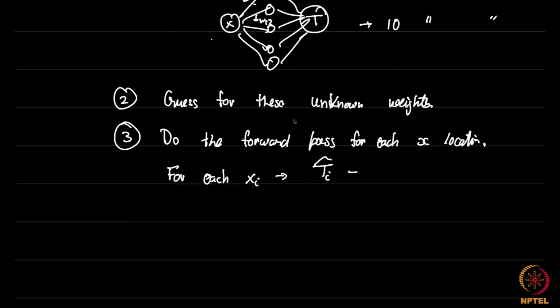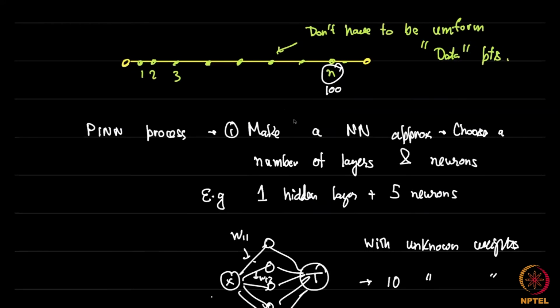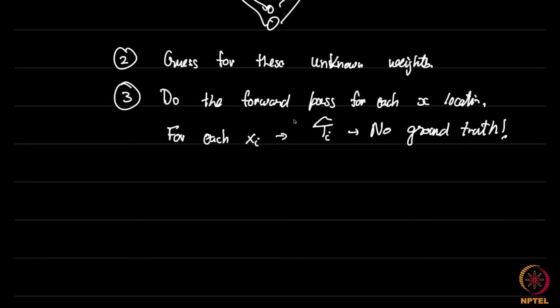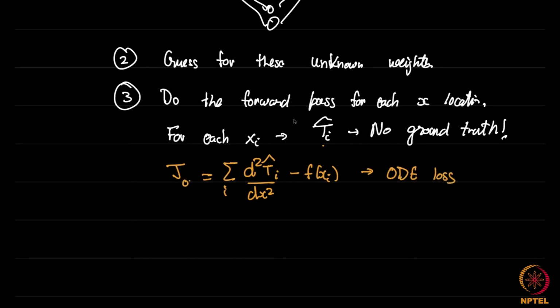But notice there is no ground truth. I don't know what temperature is supposed to be here. So how do I do a back pass? How do I find out a loss function here? So here is where the genius of this approach lies. You define J as I showed earlier. You define J not on Ti but on the derivative of Ti. So J here is d square T dx square minus f of xi. So the loss is what I would call the ODE loss. So we will call this J ODE.